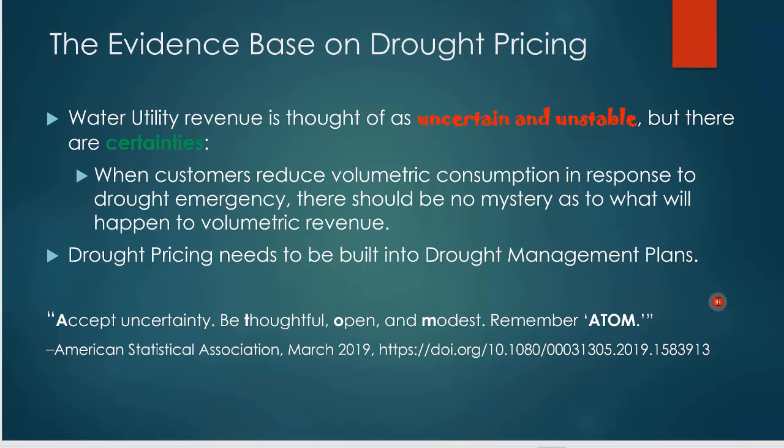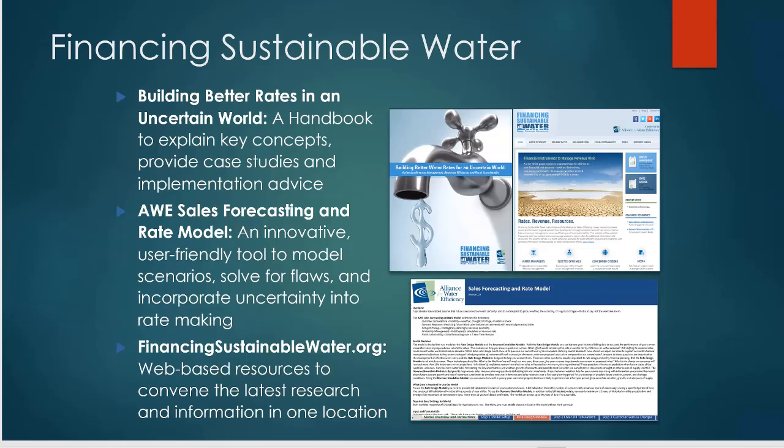So I do have a quote here from the American Statistical Association. They're quoting, accept uncertainty, be thoughtful, open, and modest. So ATOM was the abbreviation there. You can get this model at financingsustainablewater.org, and it's free. It'll only cost you an email address. There's a user guide. There's also a handbook. So you're welcome to test this out, and it's completely open. Nothing is locked down on it.